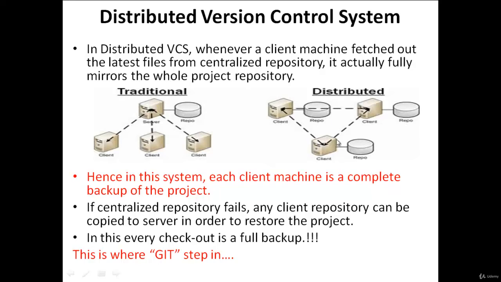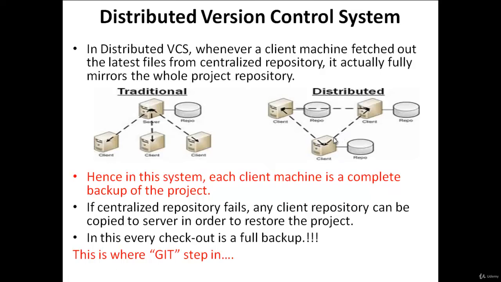Now if we talk about a distributed version control system, let's say this is a centralized repository, right? Whenever any client checks out the code from this repository, it is going to bring the entire repository as a mirror onto their local machine. Same way, if the second client or the third client performs the same thing, the entire repository will be checked out to his local machine as a mirror, right?